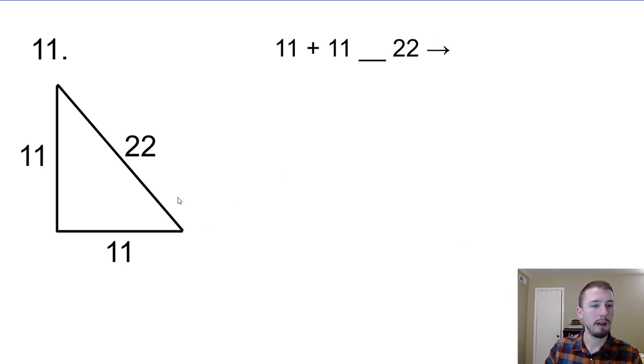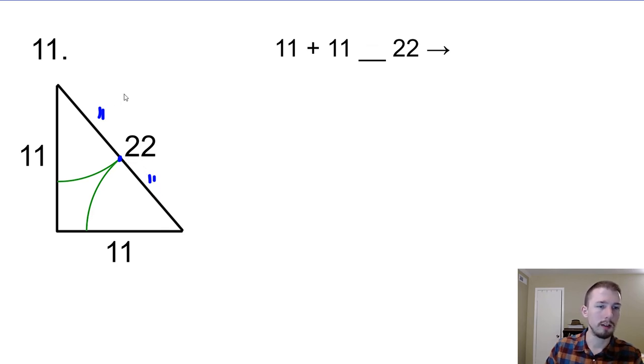Number 11, we have 11, 11, and 22. So first we want to check, does it even make a triangle? Well, if we have side lengths of 11 and 11, it is isosceles, it's true. But where are they going to intersect? Well, 11 and 11, if we add them together, that's equal to 22. So they will intersect, but they're going to intersect on the line right here, where this side is 11 and this side is 11 as well. And so they're not going to be long enough to make a triangle.